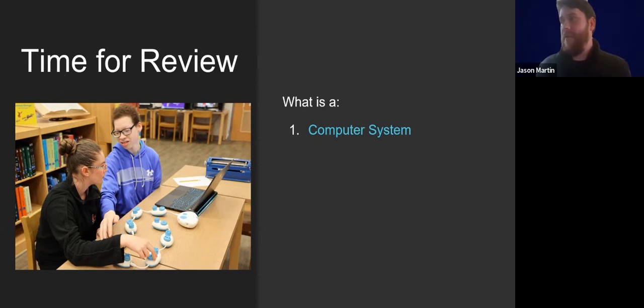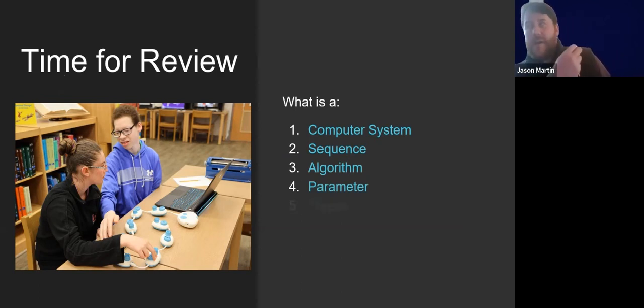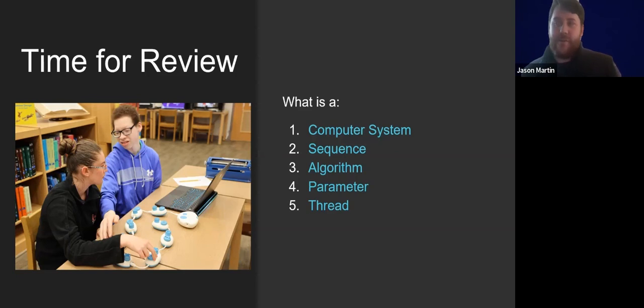And so what we went over this week, and I'm trying to speed it up here at the end, is a computer system. What we went over this week with the students was, what is a computer system? What is a sequence? What is an algorithm? What are parameters? And what is a thread? So it was 5 different concepts that we covered in effectively 4 days.